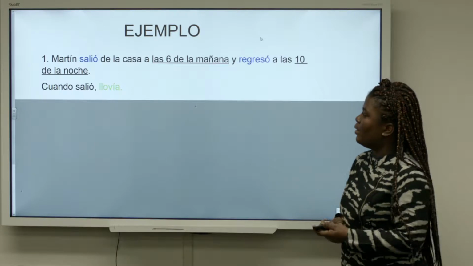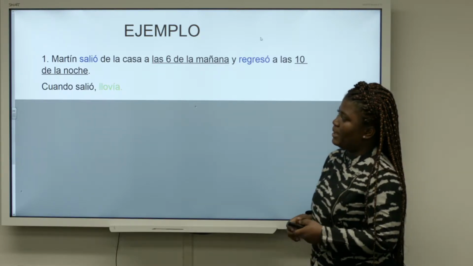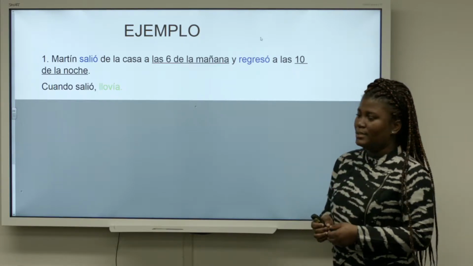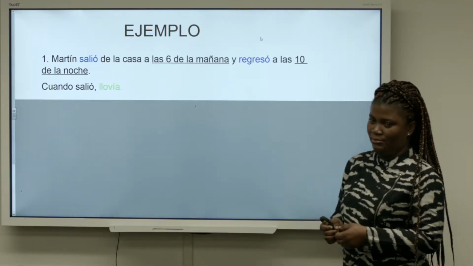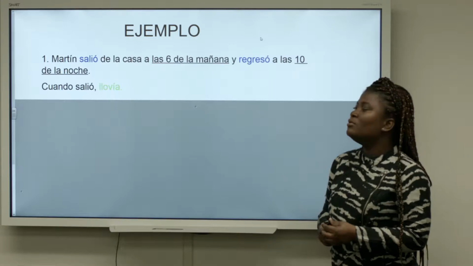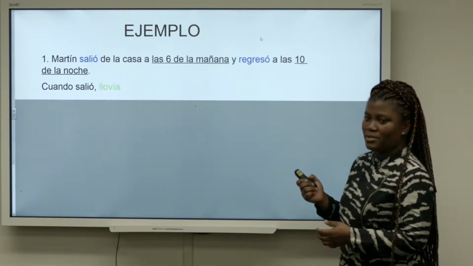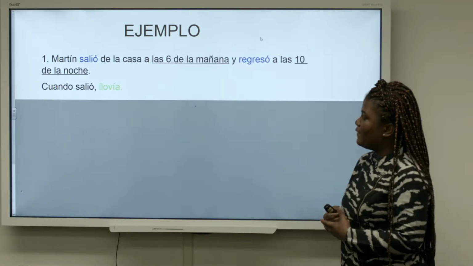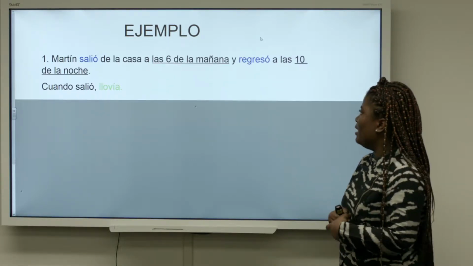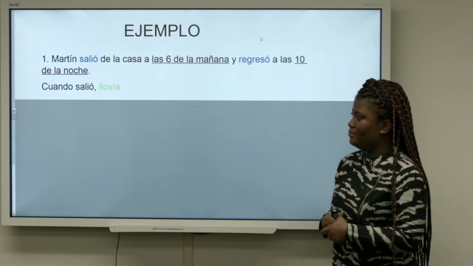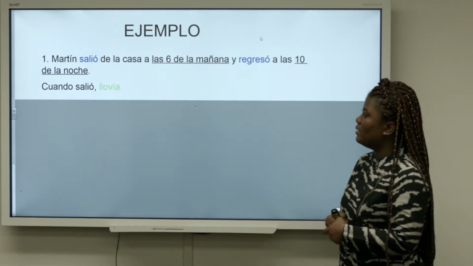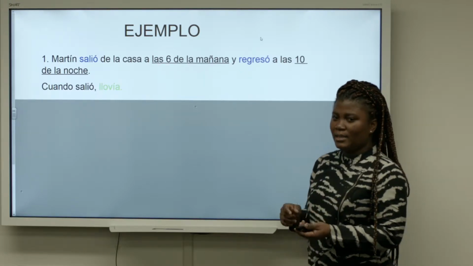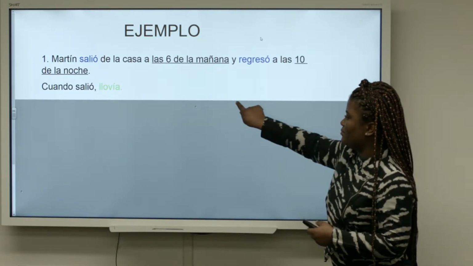For instance, we look at this sentence. Martín salió de la casa a las 6 de la mañana y regresó a las 10 de la noche. Cuando salió, llovía. We have two sentences here. The first sentence means that Martin left the house at 6 a.m. and came back at 10 p.m. The second sentence: when he left, it was raining. Let's analyze these sentences.